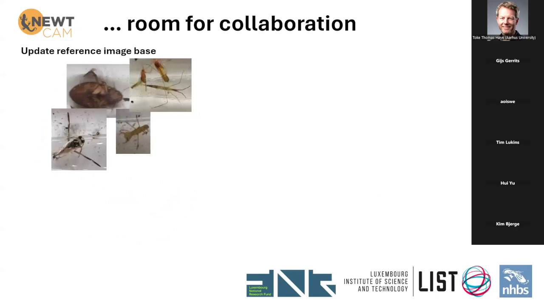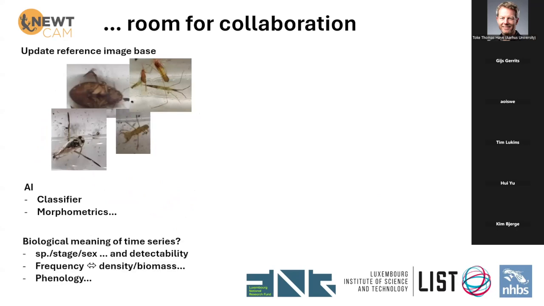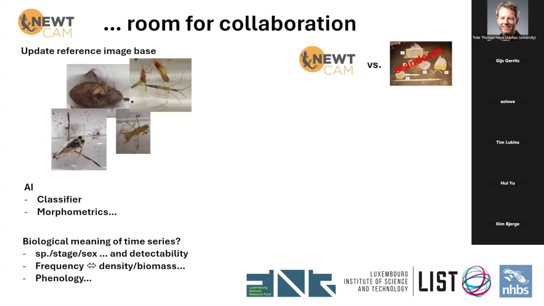So we are currently producing images, and there's the need to update the reference images. But also an automated solution to process all those images, a classifier, or to develop morphometrics. But of course, there is also the need to understand the biological meaning of those time series, because it's a different method of observation in the field. So, to see what is the change of detection rate by species, stage, sex. It's unmarked individuals, so the frequency of detection, what does it mean in terms of density or biomass? Because insects are also biomass to feed newts, so it's interesting to know it and to explore the phenology.